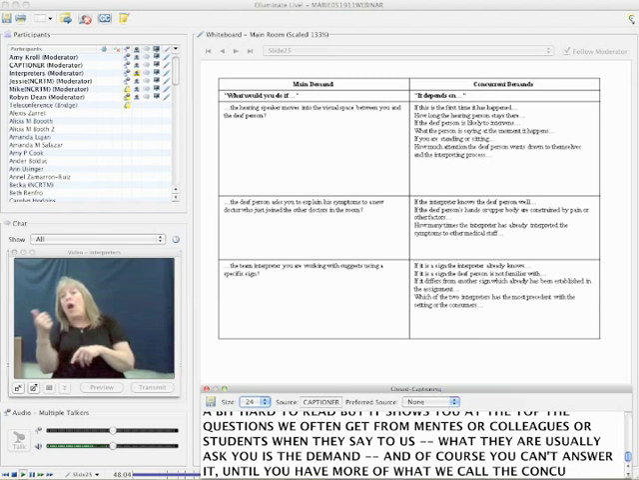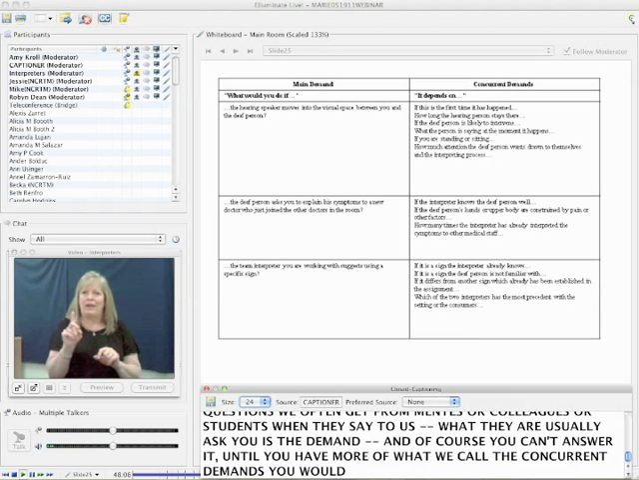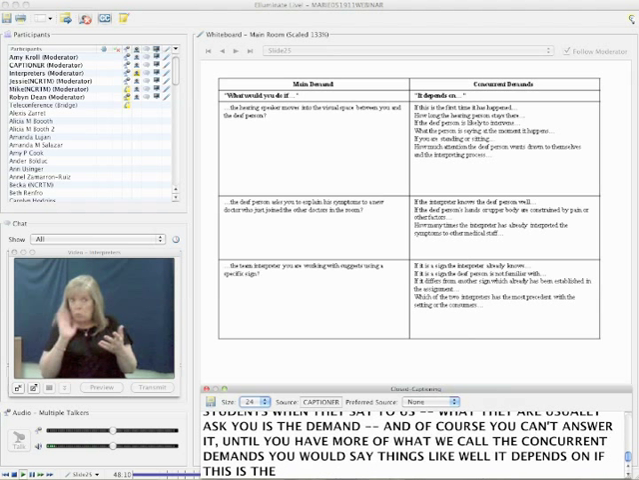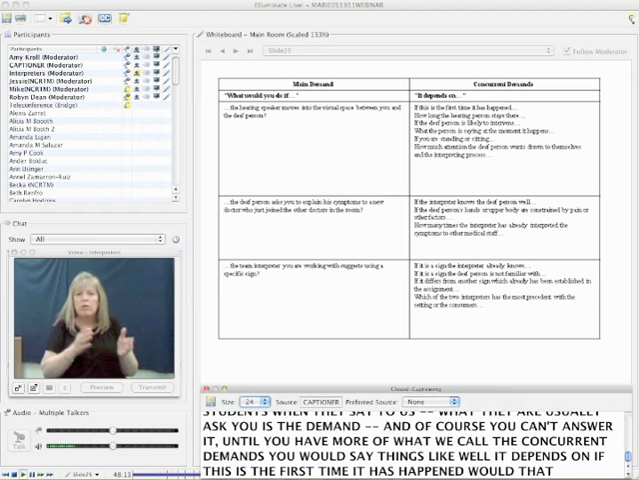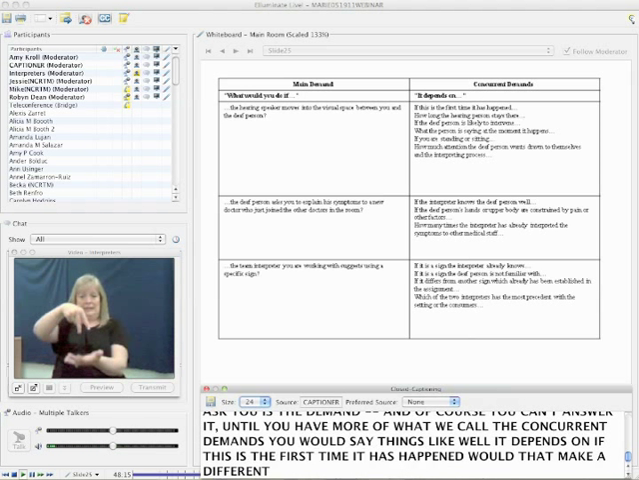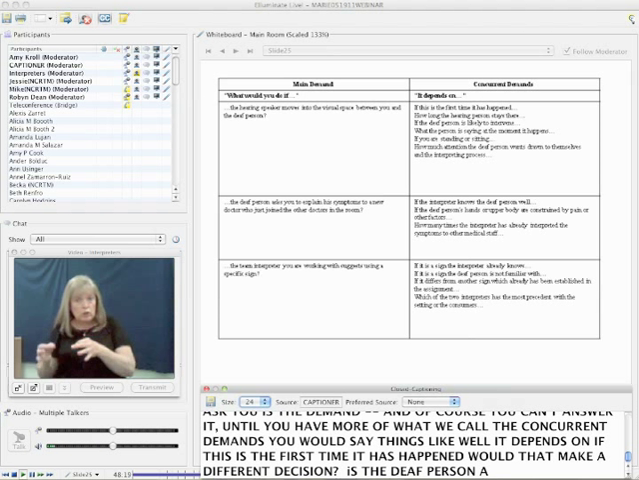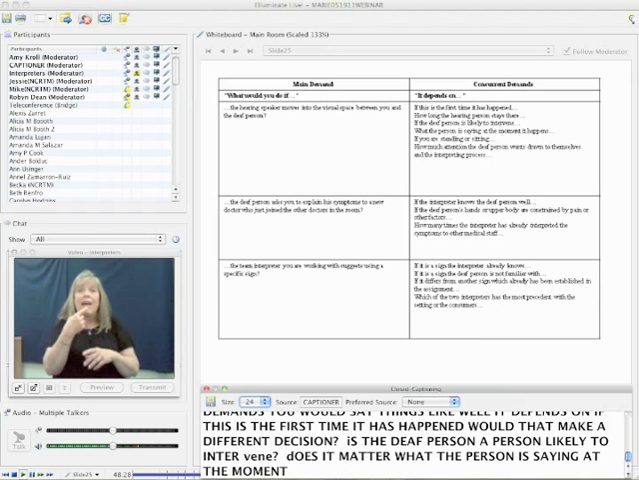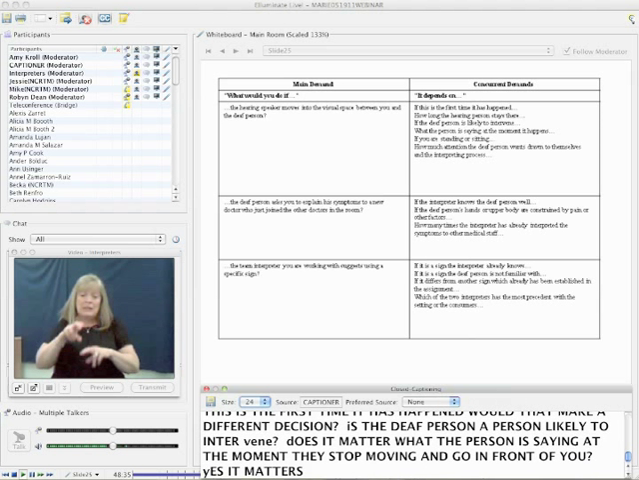You would say things like, well, it depends on if this is the first time it's happened. Would that make a different decision? How long the hearing person is standing there? Would that make a different decision? Is the deaf person a person who's likely to intervene? Does it matter what the person is saying at the moment that they stop moving and stand in front of you? Yes, it matters. Does it matter if you as the interpreter are standing or sitting? Does it matter how much attention the deaf person wants drawn to themselves in the interpreting process?